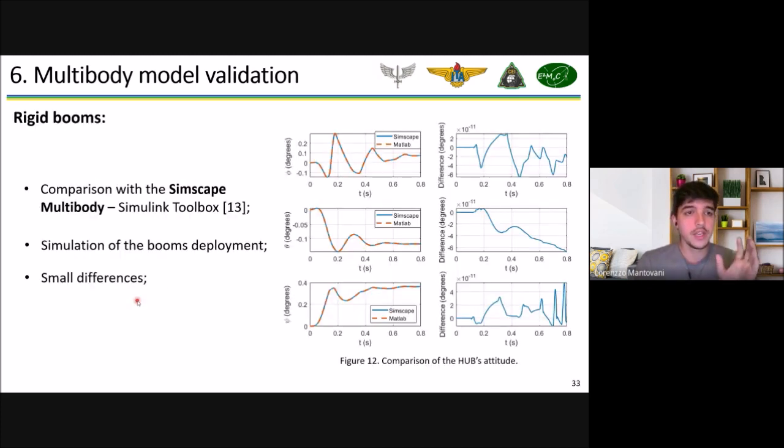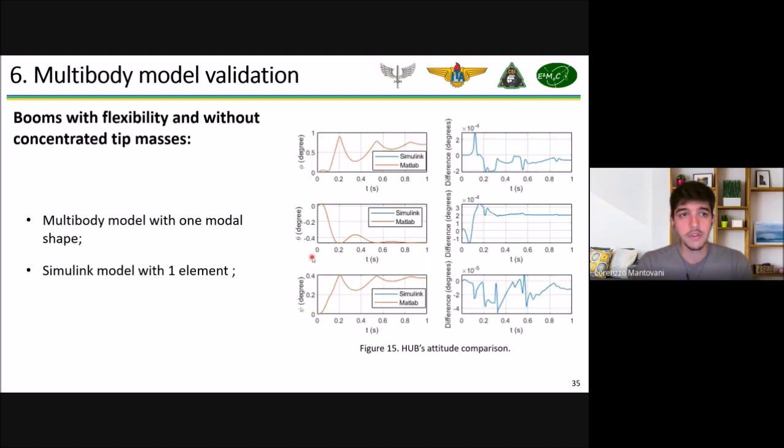So first I'm going to show you the case for rigid booms. Well, as I told you, we compared with the SimScape multibody, and we did that for a simulation of the boom's deployment. Here on the left, we have the hub's angular position through time, and the model implemented in MATLAB and the SimScape toolbox, they agree with each other, so the differences here are all really small. We did the same for flexible booms, and we can see that the curves are overlapping each other, but the differences are not so small. But it's still a good agreement, and we consider it to be a validation.